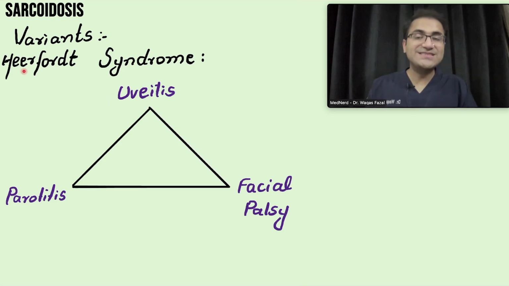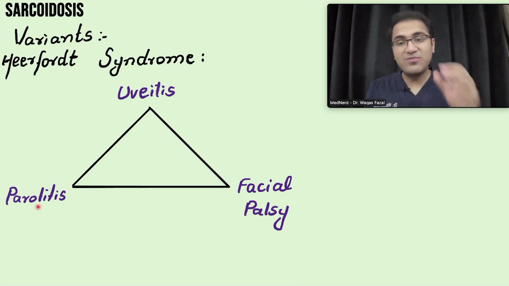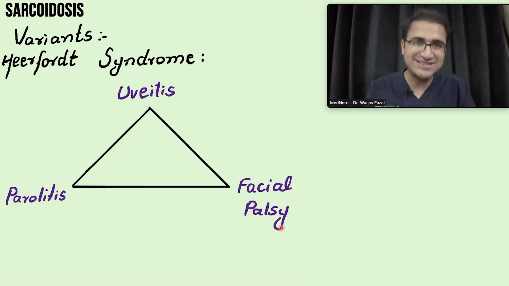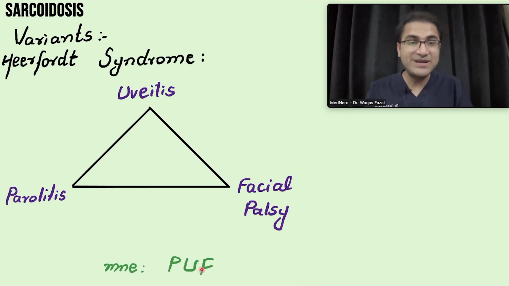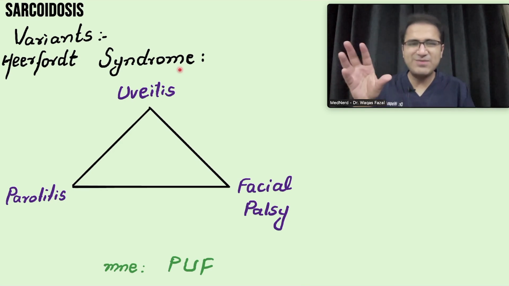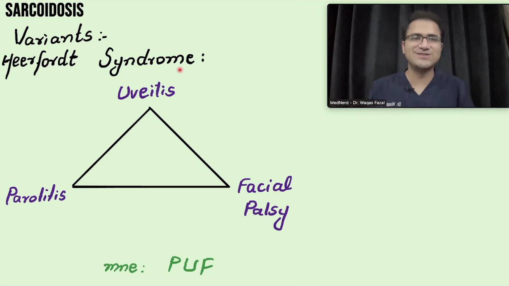Another variant is Heerfordt syndrome. In Heerfordt syndrome, you will see parotitis, inflammation of the parotid gland, uveitis, inflammation of the eye, and facial palsy. You can simply remember it with the mnemonic PUFF: parotitis, uveitis, and facial palsy. That is Heerfordt syndrome. And many times if you find these variants, usually a biopsy is not even required to diagnose sarcoidosis because these are very pathognomonic and classical for sarcoidosis.